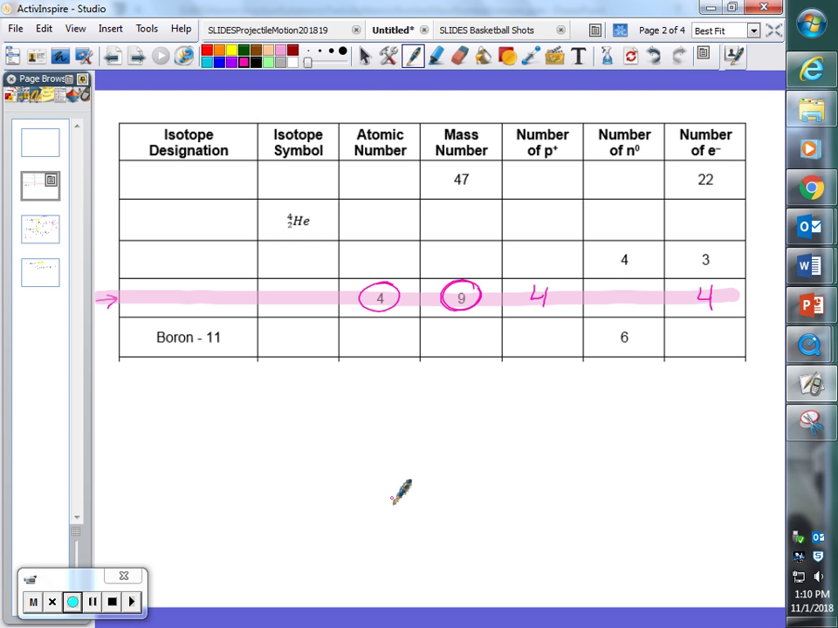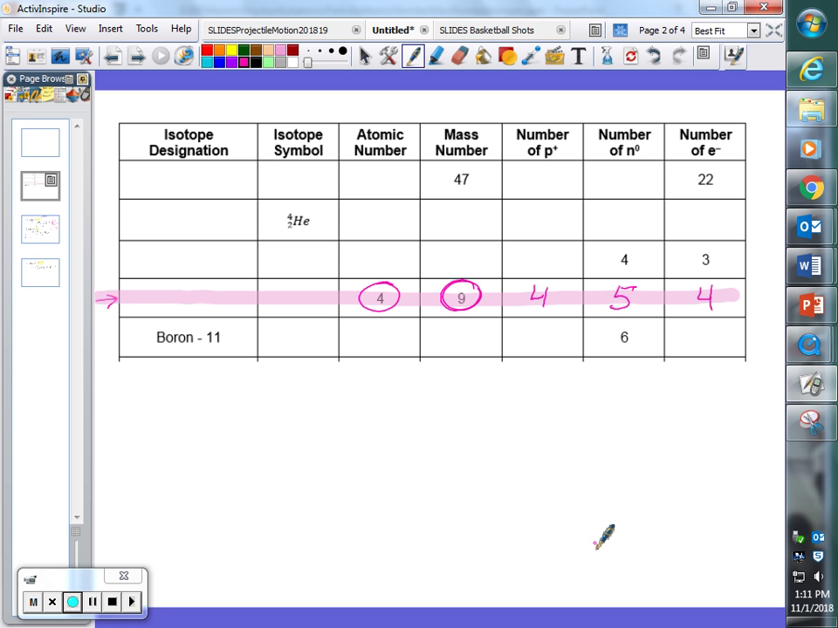What is the mass number? What is the mass number described for us? Neutrons plus protons. We have 9 total protons and neutrons. Of that 9, how many of them are protons? 4. 4 are protons. So what does that mean about the number of neutrons? This has to be 5. All right, good so far? Okay, now let's do the last two over on the left-hand side.